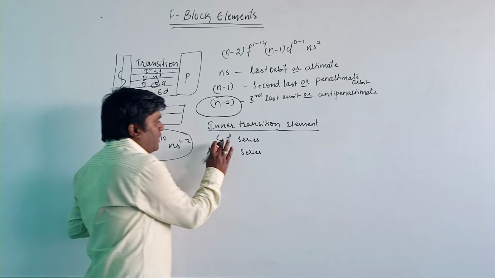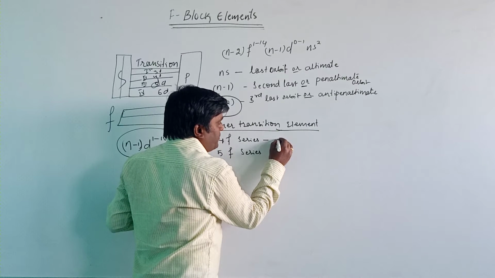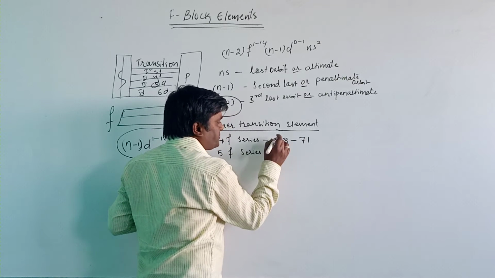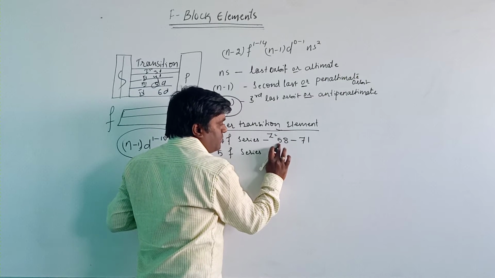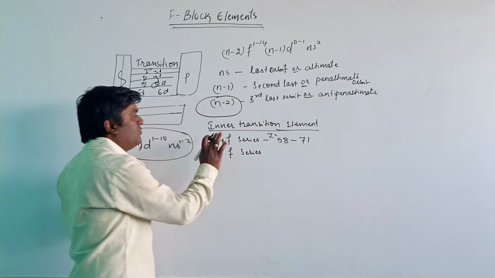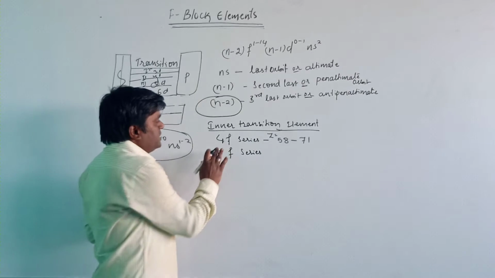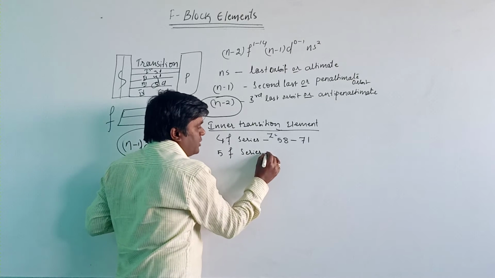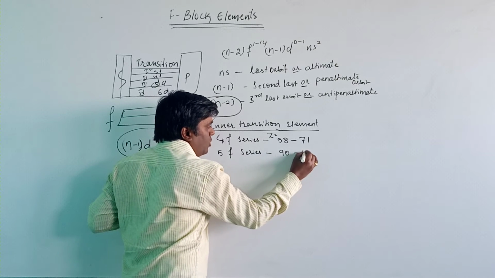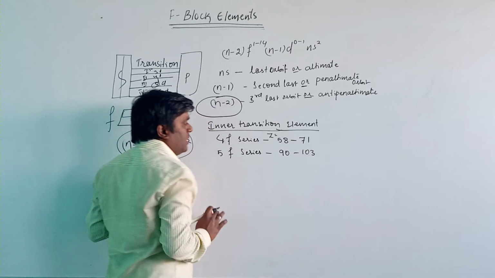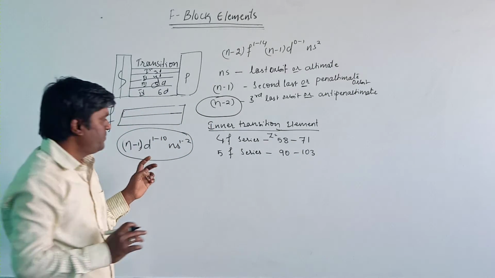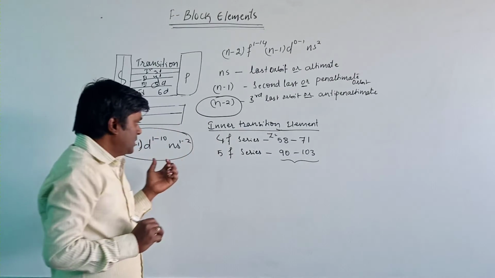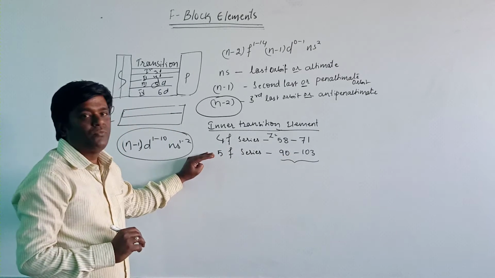The 4f series elements have atomic numbers from 58 to 71, and the 5f series elements have atomic numbers from 90 to 103. These 5f series elements are radioactive elements.